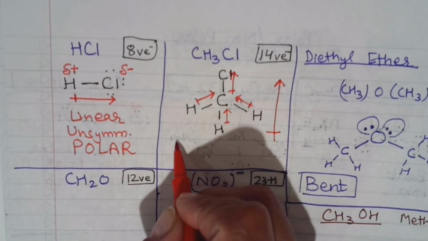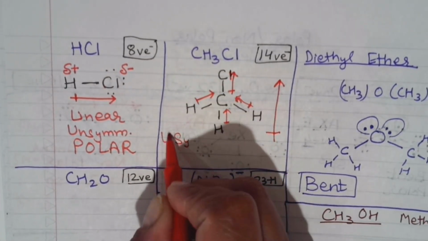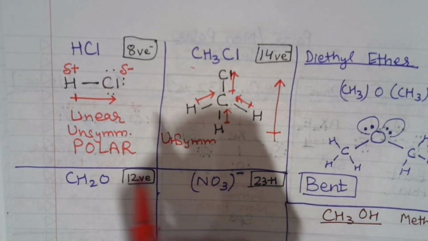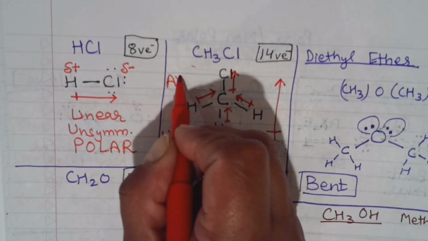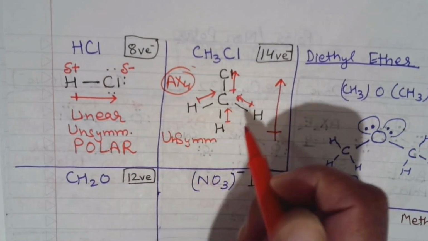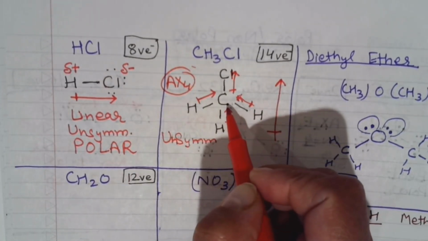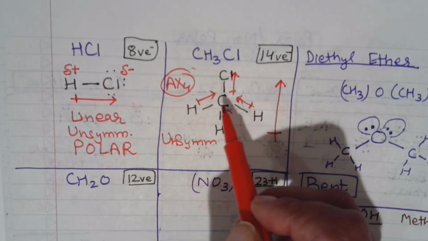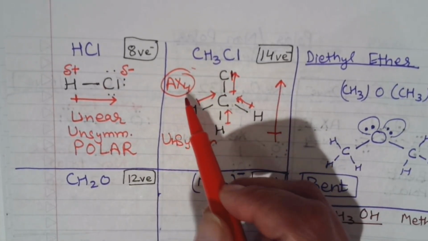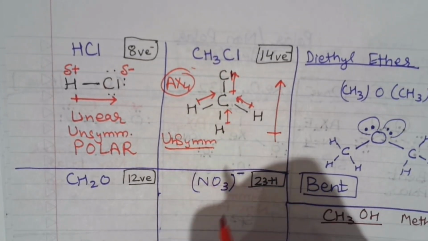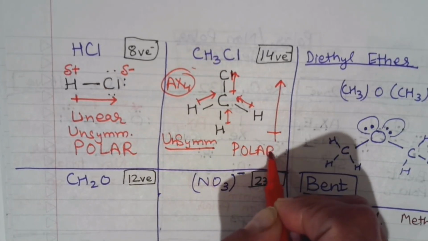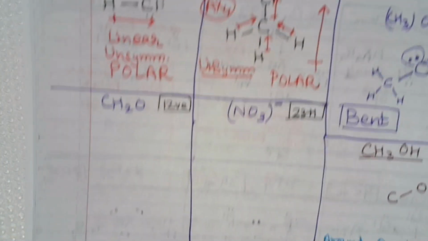So since this molecule is unsymmetrical, always remember, the steric number is AX4. It's still AX4 because there's no lone pair on the carbon atom, right? But since all the X atoms are not the same, this molecule becomes unsymmetrical and hence this is a polar molecule.